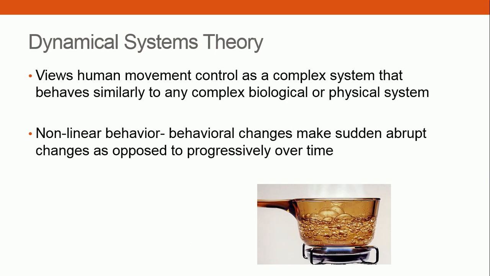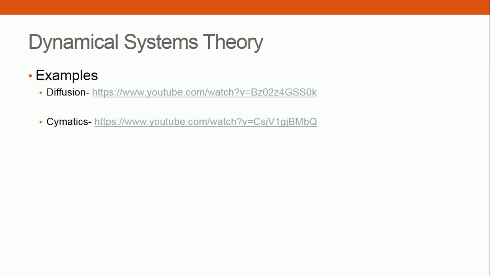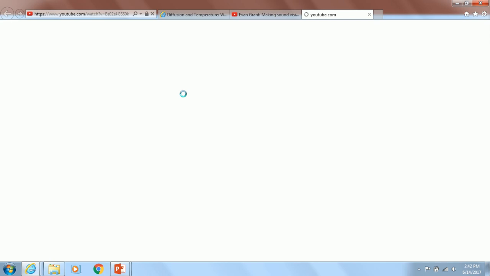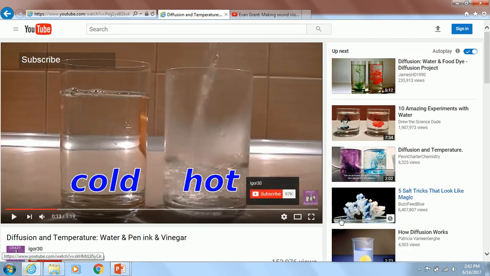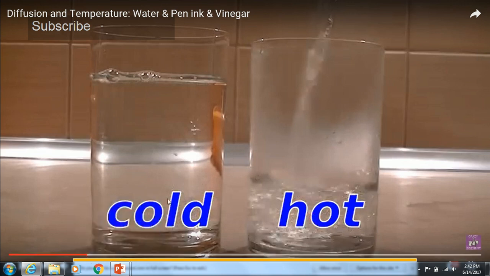We're going to look at some examples of the same thing happening with the motor system. But before we get to the human motor system, we're going to look at a couple of other examples that show these changes in action. This first one is a diffusion experiment. You're seeing a glass of cold water and a glass of hot water, and they're going to pour a dye in there to see what happens.